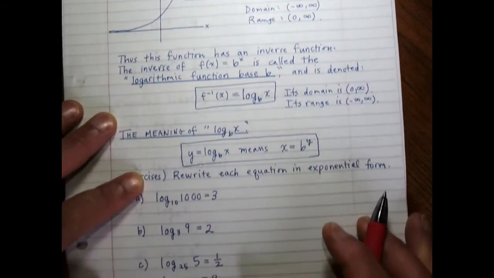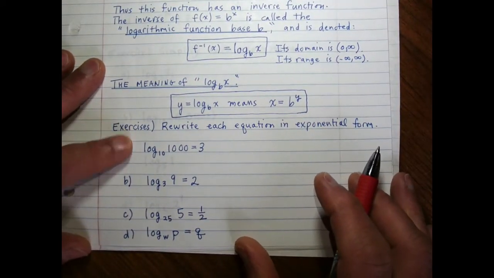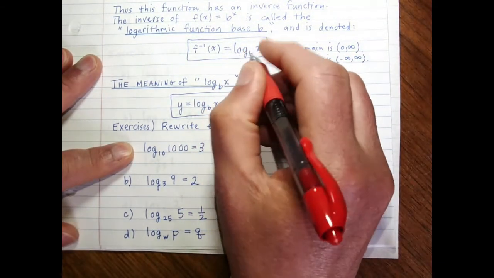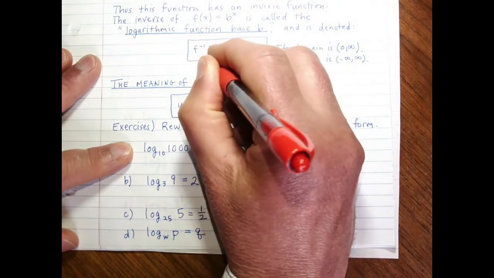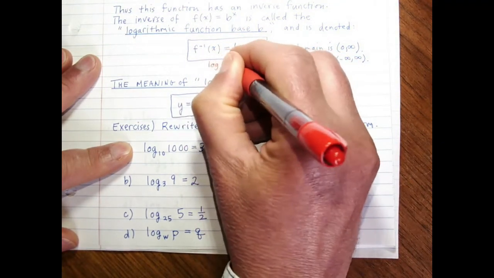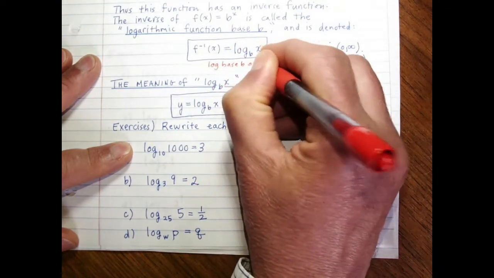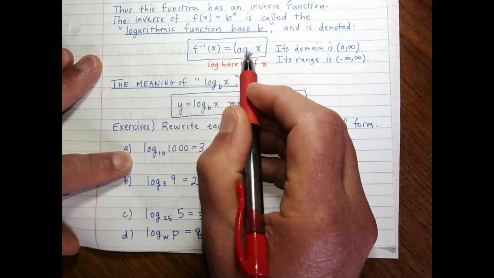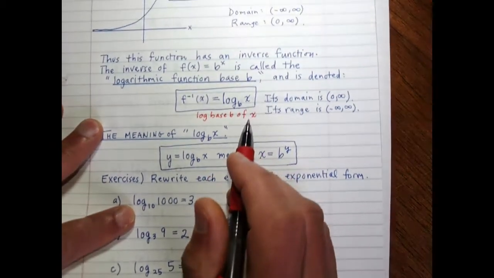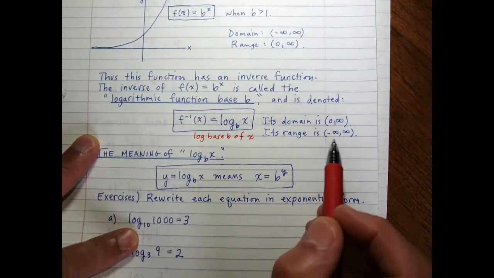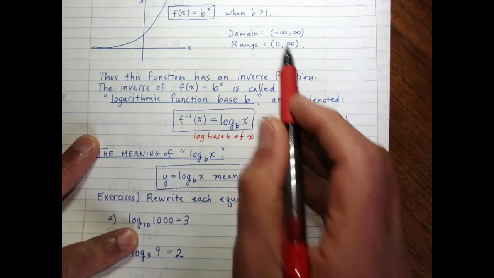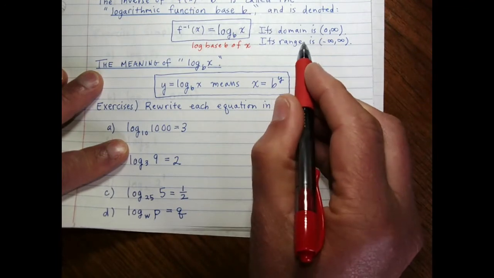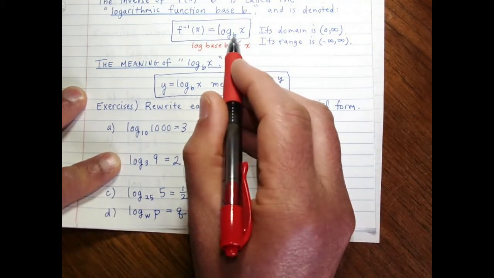F inverse of x is equal to, the way we read this, we say log base b of x. So I'll write this here, log base b of x. And because it's the inverse of the exponential function, the domain of the exponential becomes the range of this inverse, and the range of the exponential becomes the domain of the inverse. So here's the domain and range of this logarithmic function.